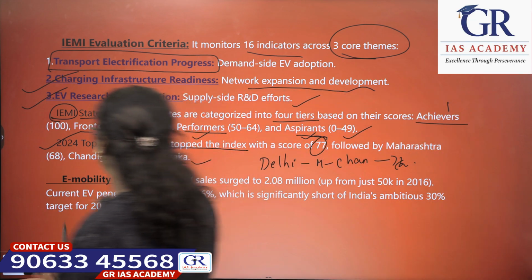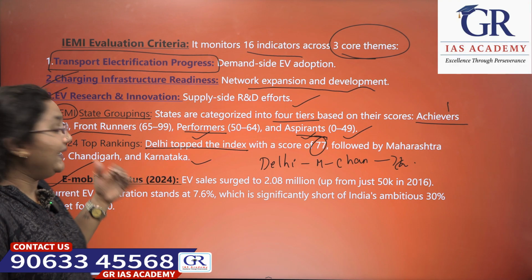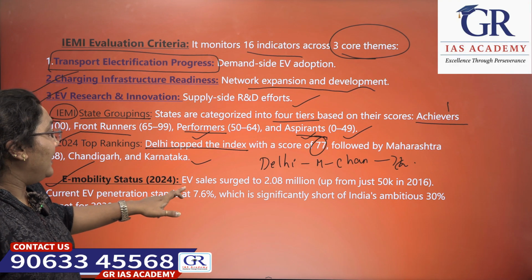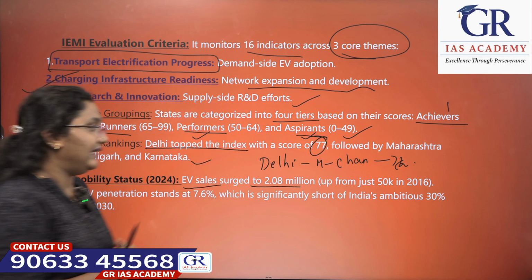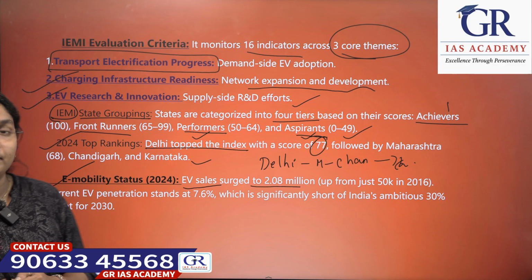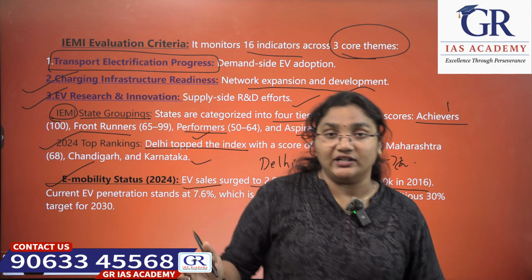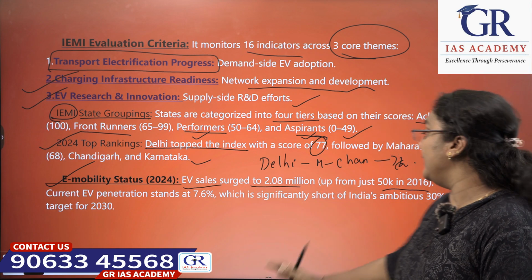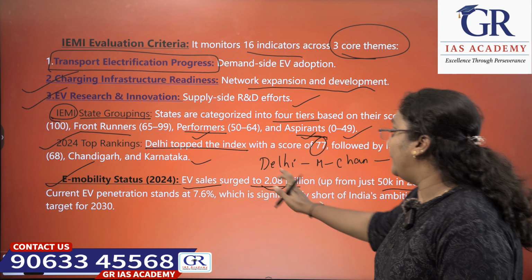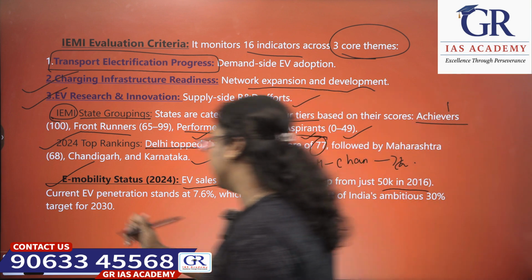Okay, next, coming to the e-mobility status in 2025. In 2024, electric vehicle sales surged to 2.08 million, basically from just 50,000 in 2016. In 2016 it was just 50,000, but by 2024 it has increased to 2.08 million sales of electric vehicles.